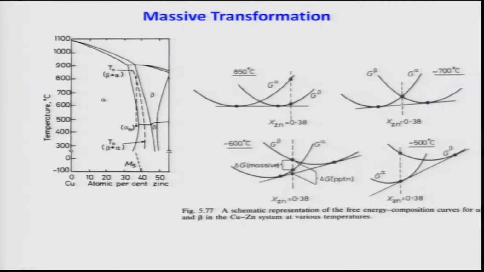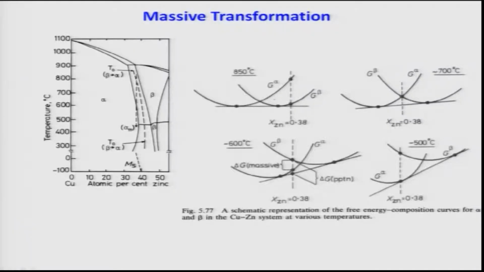Now, T0 passes almost through the center of this alpha plus beta phase field. Remember, this is alpha plus beta, and T0 corresponds to the beta to alpha transformation. It is very clear that only when the alloy is cooled below T0 does the driving force appear, because above T0 beta will always be favored, with a lower free energy than alpha. At T0 alpha and beta have the same free energy, and below T0 alpha has lower free energy than beta. That means the massive transformation driving force will be available only when it is cooled below T0. Let us see how it can be explained.